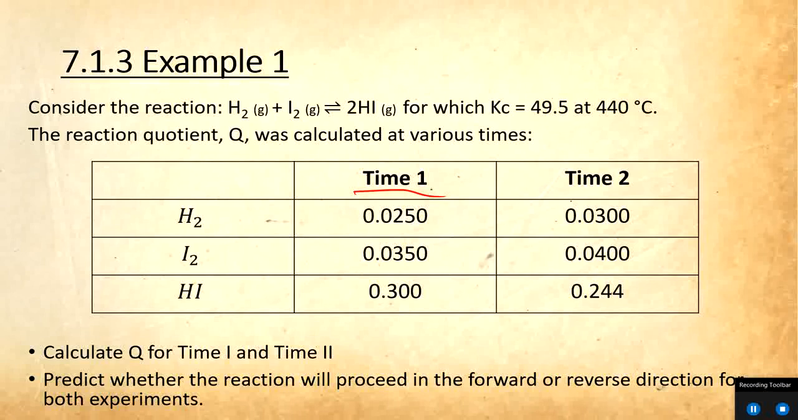If it hasn't, we wait for a later time 2 to then again test our sample and see if the concentrations now match what the concentration should be at equilibrium. So what we want to do is calculate Q for both time 1 and 2, and then predict whether the reaction will proceed in the forward or reverse direction for both of these separate experiments, one at time 1 and one at time 2.